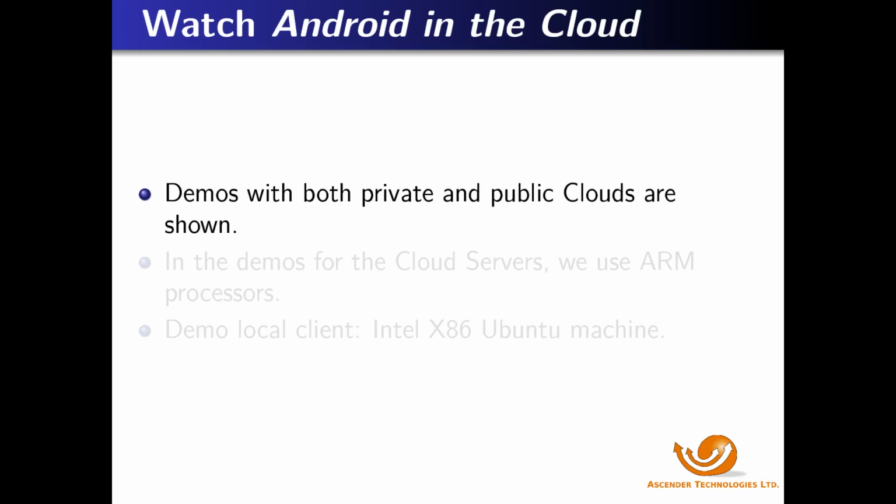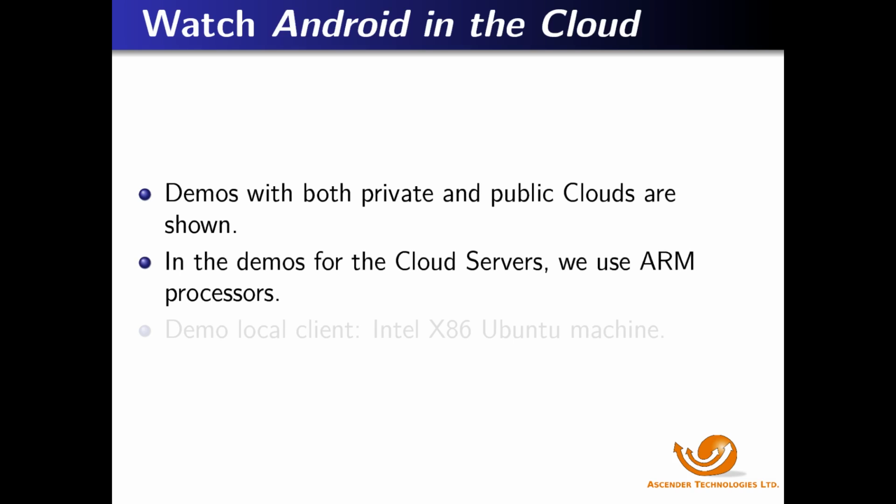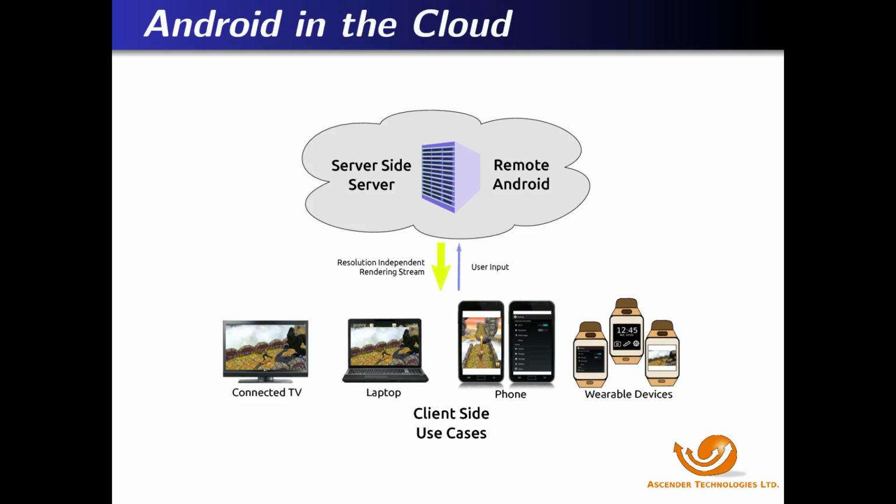We will demonstrate Android in the cloud in both private and public clouds. Either Intel or ARM servers can be used. In the demos, we use ARM servers. The local client is an x86 Intel Ubuntu machine. The local display client is an X11 program. In this system diagram, the server side is pictured on the upper part and the client side is on the lower part of the diagram, where we show some examples of use cases.